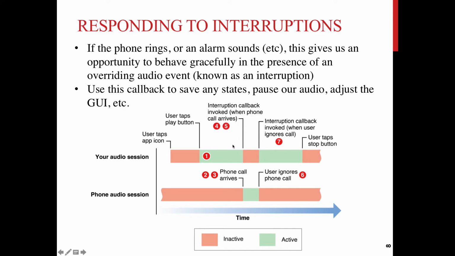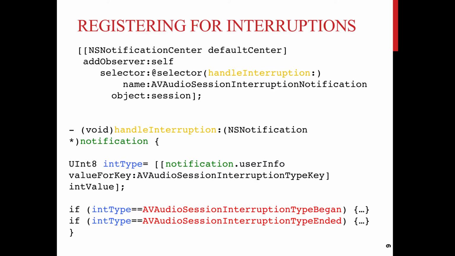All right, this is all simultaneous, but you get a callback function to do this transition smoothly. Your audio becomes deactivated. The phone call audio session terminates, becomes deactivated, and then your audio session becomes activated again until the user turns it off. So how do we handle this?